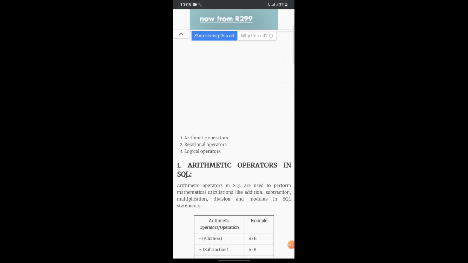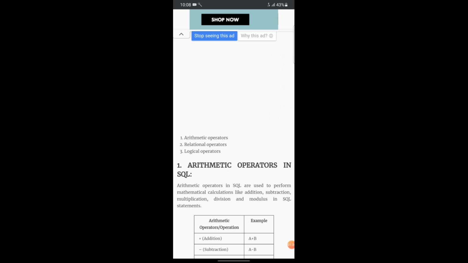ठीक है, अगर कोई arithmetic ऑपरेशन होता है जैसे कि addition, subtraction, then arithmetic operators will come into play. अगर कोई relational operator होता है, suppose we need to compare two values, or we need to compare the rows of a single table, in that kind of scenario or situation, relational operators will come into play. And the last is the logical operators.